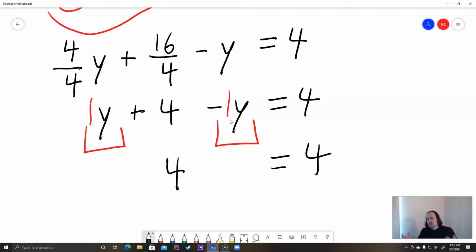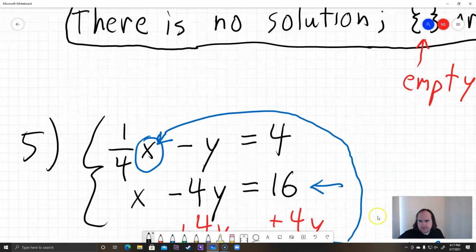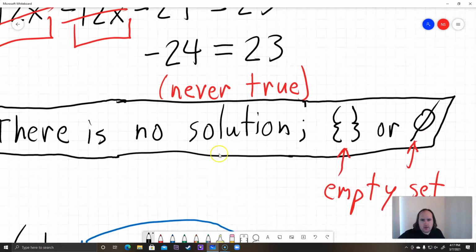Okay, so you might think, is this just like the last example I did? Well, let's look at the last one. On the last example, we got an equation that is never true. Why is it never true? Well, negative 24 and positive 23 are different numbers, so they're never equal. So that was never true, so that meant there was no solution.